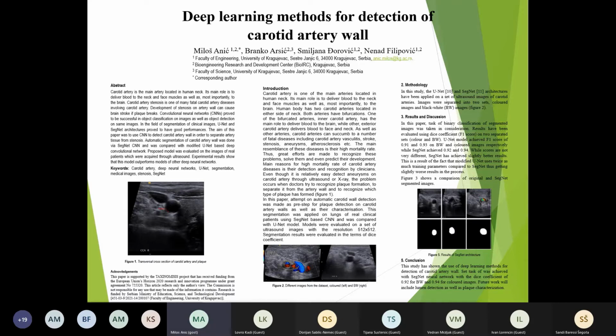This figure at the bottom, I cannot see which figure it is because of the toolbar.